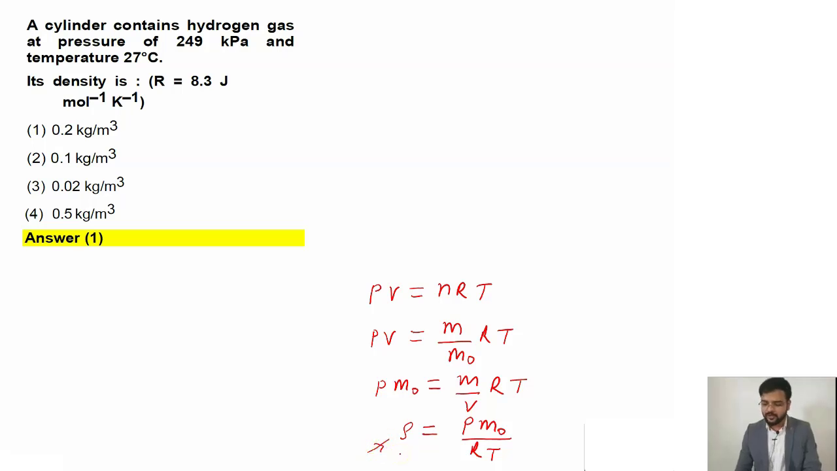Okay, so after solving this equation, you will get answer number 1. So that's why answer number 1 is correct over here. Okay, just put the values over here.